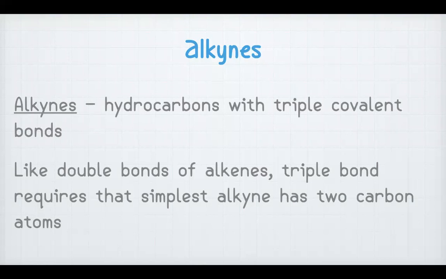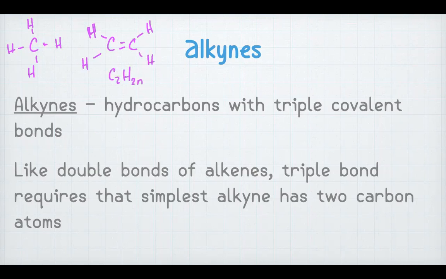So if I ask you, what's the simplest alkane? That's methane. But there is no such thing as methene or methyne because you can't have a double bond if you've only got 1 carbon. So the simplest alkene is ethene, CnH2n, so in this case it would be C2H4. And the simplest alkyne is ethyne. And the formula for that is CnH2n-2. So in this case, C2H2.